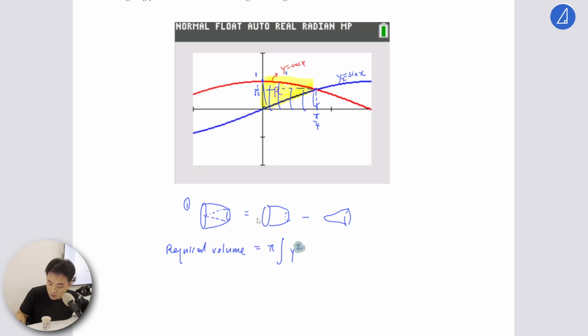So I'm going to take pi y1 squared dx for this entire thing from 0 to pi over 4, minus off from 0 to pi over 4, pi y2 squared dx. Okay, so this area here is this guy. So this volume here is this guy, and this volume here is this guy.